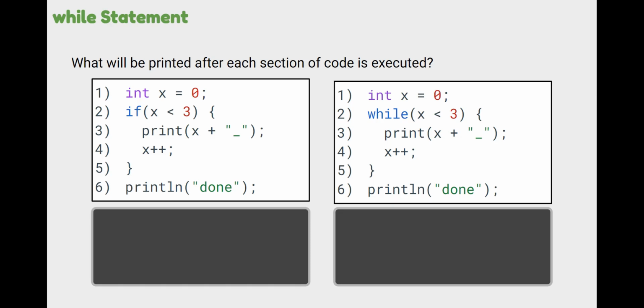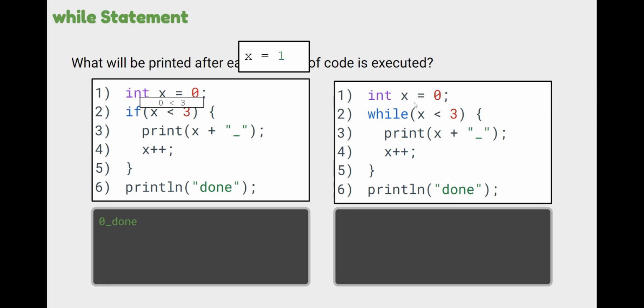On the left-hand side, we are initializing x to 0. On line 2, we're asking if x is less than 3. We're asking if 0 is less than 3. That evaluates to true. We then print out x and an underscore. So we print out 0 and an underscore from line 3. On line 4, we add 1 to x. So now x becomes a 1. We are done with our if statement. We continue on with line 6, and then we just print done.